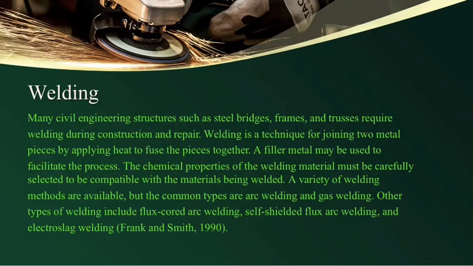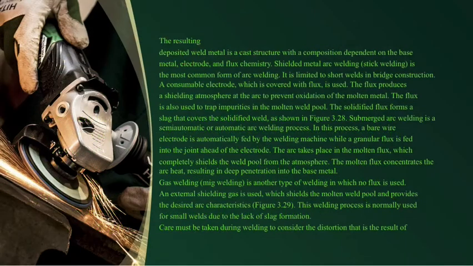A variety of welding methods are available, but the common types are arc welding and gas welding. Other types of welding include flux core welding, shielded flux arc welding, and electrode welding. The resulting deposit will be a metal cast structure with a composition dependent on the base metal, electrode, and flux chemistry. Shielded metal arc welding is the most common form of arc welding.